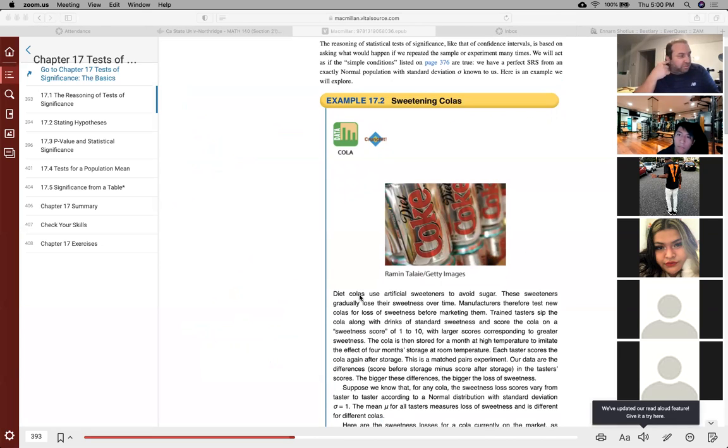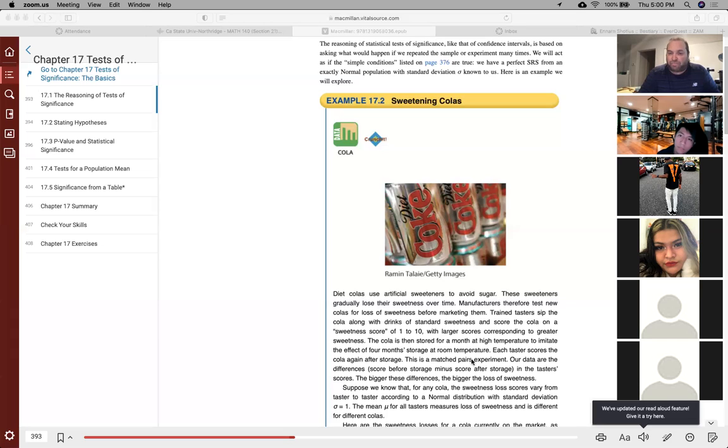It says diet colas use artificial sweeteners to avoid sugar. These sweeteners generally lose their sweetness over time. Manufacturers therefore test new colas for loss of sweetness before marketing them. Trained testers sip the cola along with drinks of standard sweetness and score the cola on a sweetness score of 1 to 10, with larger scores corresponding to greater sweetness. The cola is then stored for a month at high temperature to imitate the effect of 4-month storage. And then each taster tastes the cola again after storage.